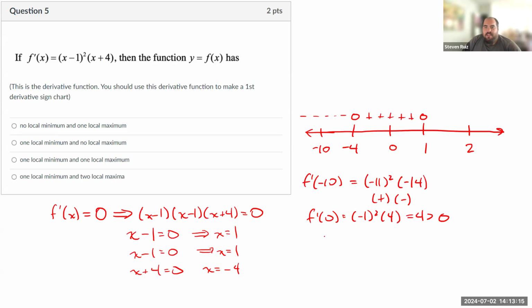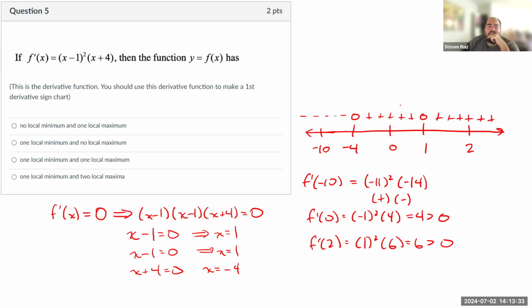But then what happens at 2? F prime of 2 is equal to 1 squared times 6. So that's 6, which is positive again. So what does that mean here?